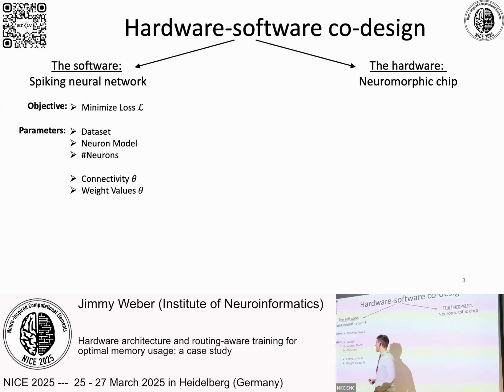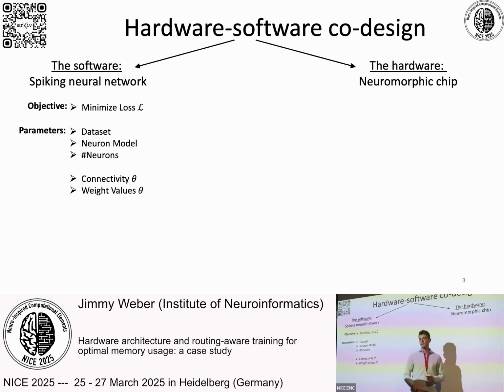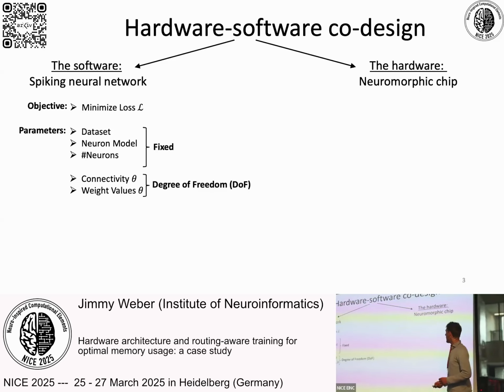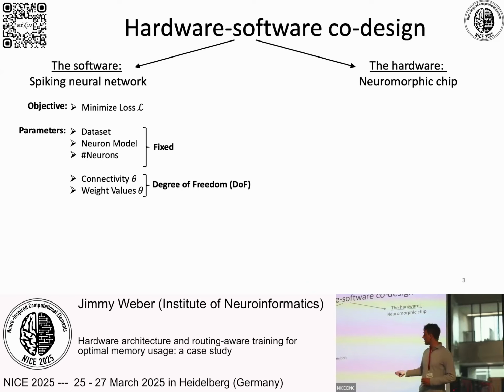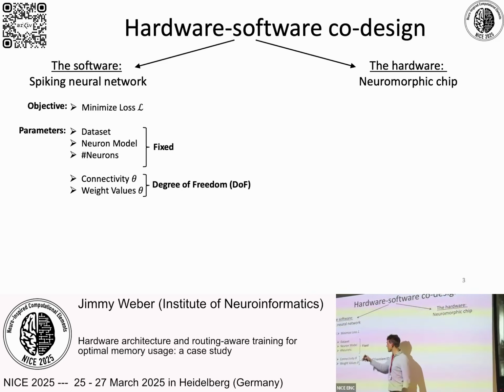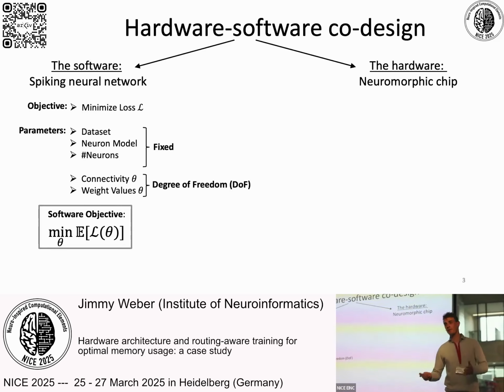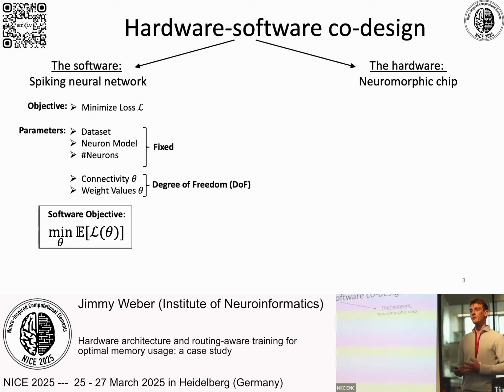So just to say that in a more broad or more formal view, you have the spiking neural network where you are trying to minimize the loss. You can make choices about the data set you're going to train on, the neural model, the number of neurons, and the connectivity with the weight values. For this talk, I will consider that my data set is fixed, as well as the neural model and the number of neurons, and that we're only going to play with the connectivity of our network.